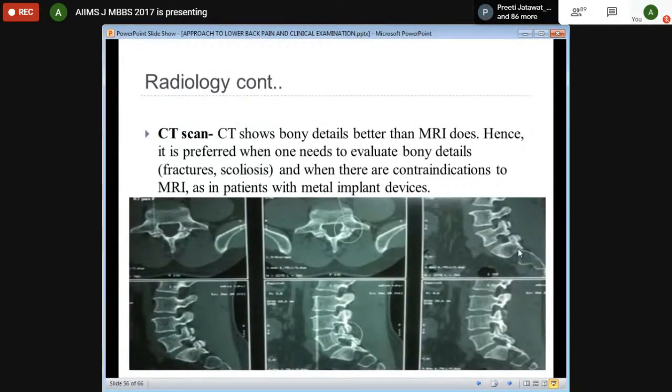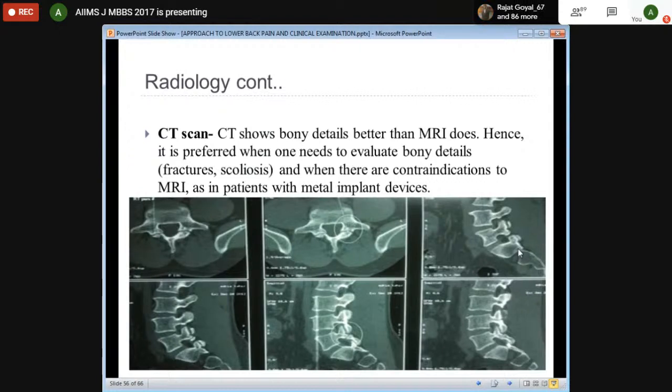CT scan shows bony details more than the MRI does. MRI we usually go for the soft tissues, like ligaments, muscles, the disc and the spinal fluid. All this will be visualized very clearly in MRI.